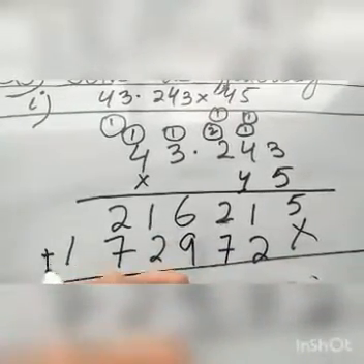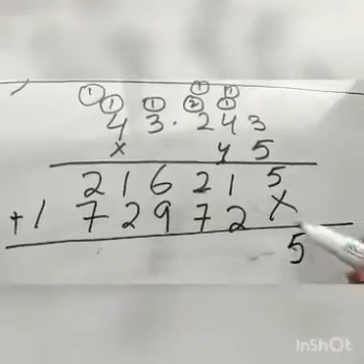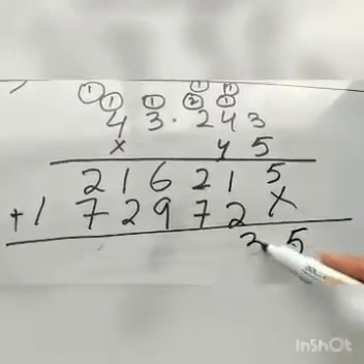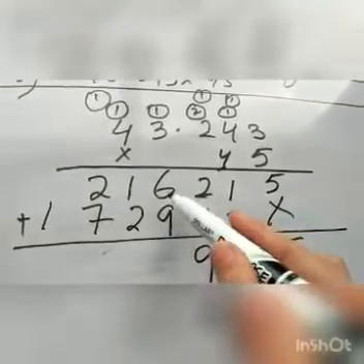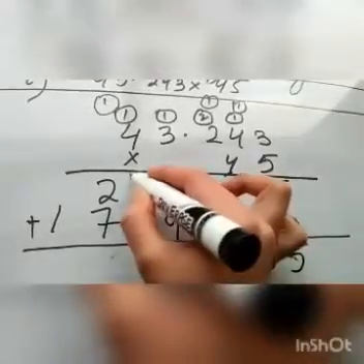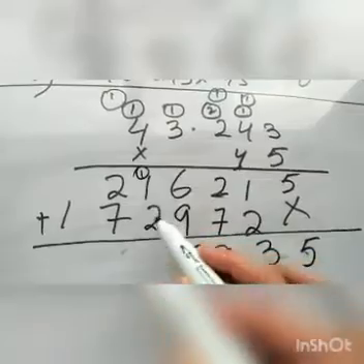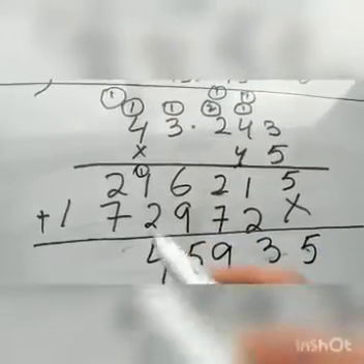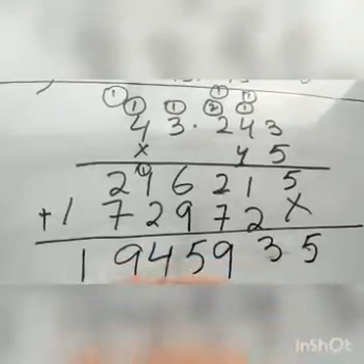Now we add it together. 5 plus 0 is equal to 5. 1 plus 2 is equal to 3. 2 plus 7 is equal to 9. 6 plus 9 is equal to 15. 1 carry over the next. 1 plus 1 is equal to 2 and 2 plus 2 is equal to 4. 2 plus 7 is equal to 9 and 1.